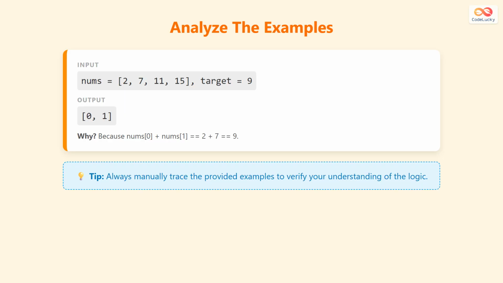Never skip the examples. They clarify ambiguities in the description. Walk through the input and output manually. If the example shows an output of 2, ensure you can derive that 2 using your logic on paper. If you can't explain the example, you don't understand the problem yet.